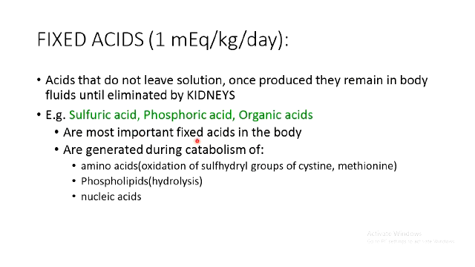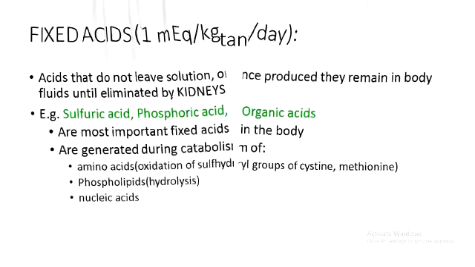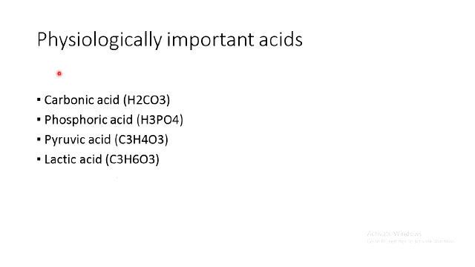They are the most important fixed acids in the body, and they are generated during catabolism of amino acids. For example, oxidation of sulfhydryl groups of cysteine and methionine, and then phospholipid hydrolysis, and then nucleic acid metabolism. From all these volatile and fixed acids, the physiologically important acids include carbonic acid, which is a volatile one, then phosphoric acid, which is a fixed acid, and then pyruvic acid and lactic acid. Both of these are products of glucose metabolism.